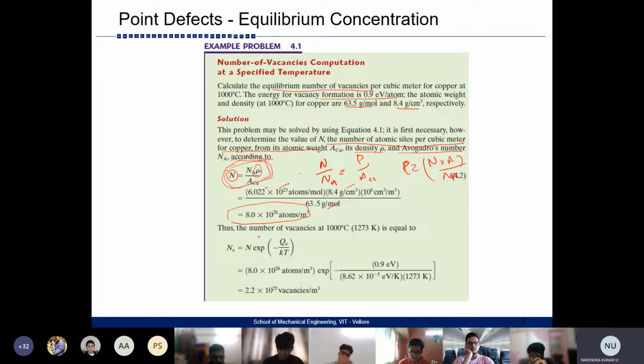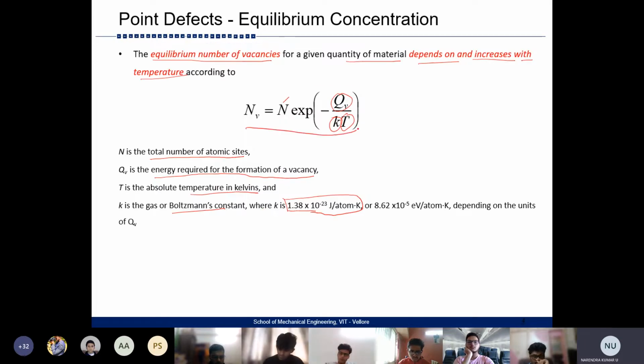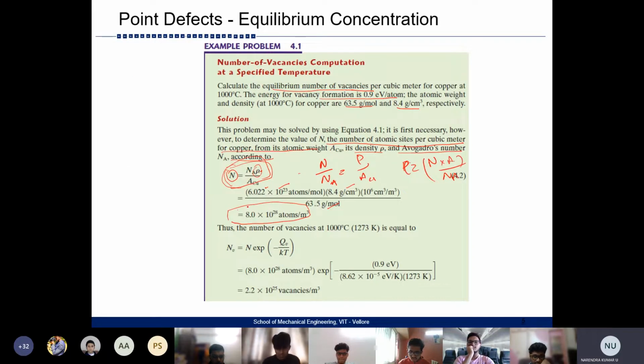So then we will use this formula, since we know Qv, T and N. N we already calculated, because these are the number of atoms per cubic meter. Q is also known, that is 0.9. K is 8.62 into 10 minus 5 and T is 1273 Kelvin. Here it was given in degrees Celsius, so we need to convert to Kelvin. So we add 273.